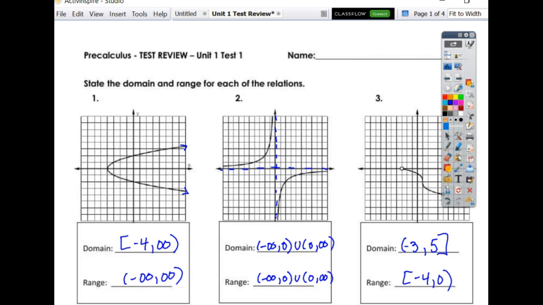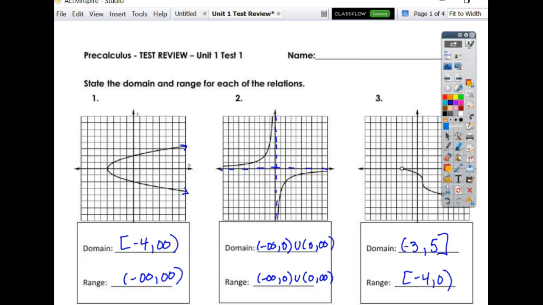Domain and range. So domain is left to right. The left is a -4, and it gets a bracket because there's no open circle. And it goes to infinity. Bottom to top. The bottom is a -infinity, and the top is a positive infinity.